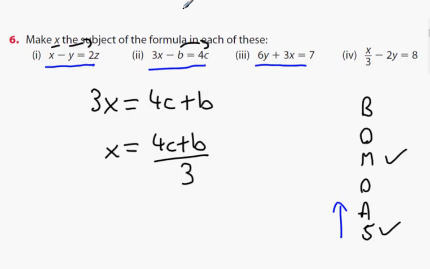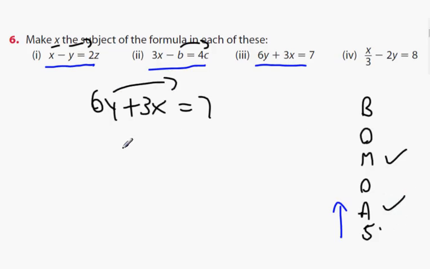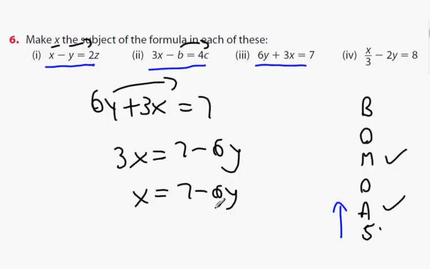Okay, next one. 6y plus, it's the same question, isn't it really? How'd you do this one? This time it's multiplication and addition. Get rid of addition first. 3x equals 7 minus 6y. Get rid of your multiplication. X equals 7 minus 6y all over 3.